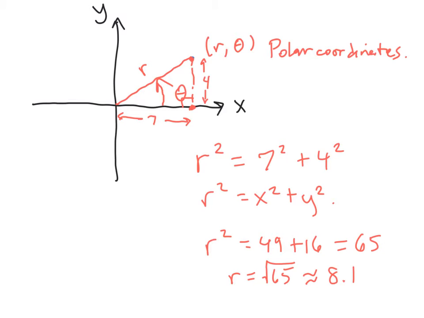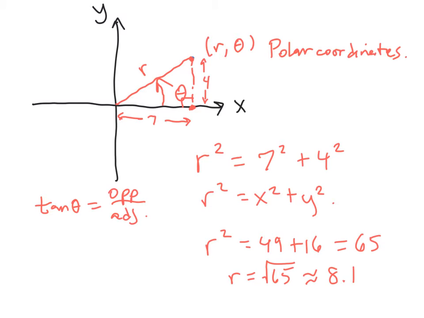Now finding theta is a little bit trickier because I have to use some right triangle trigonometry. But I know from right triangle trig that in a right triangle, if I'm talking about an angle whose measure is less than 90 degrees, which it is here, I can say that the tangent of theta is equal to the length of the opposite leg over the length of the adjacent leg. I always mean lengths of those legs.